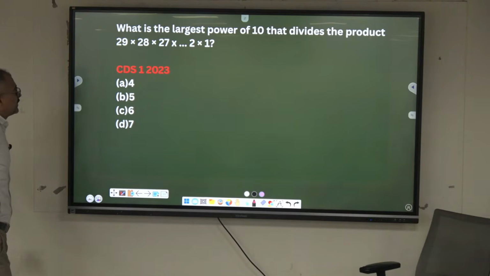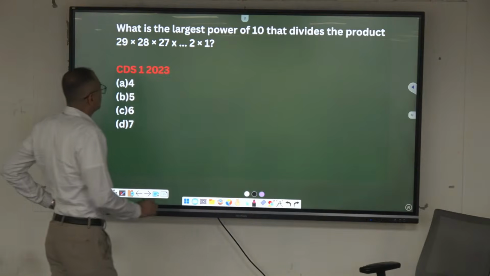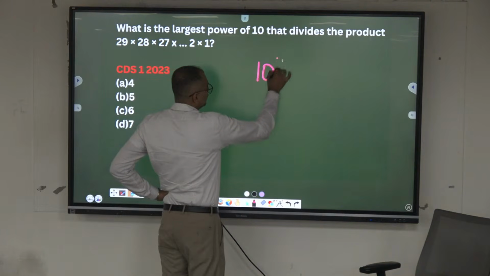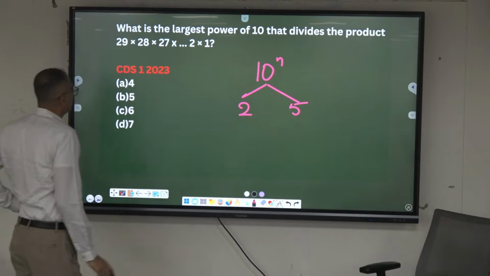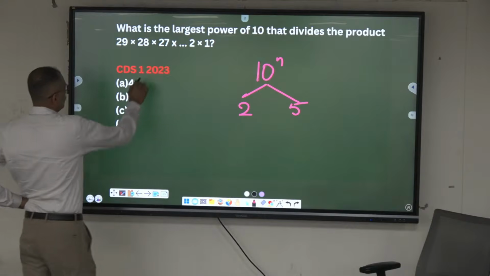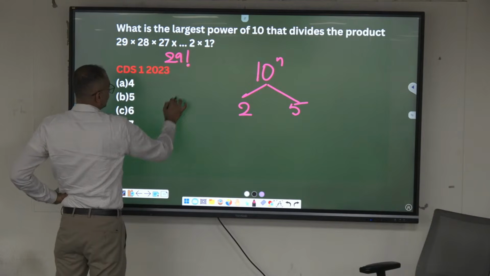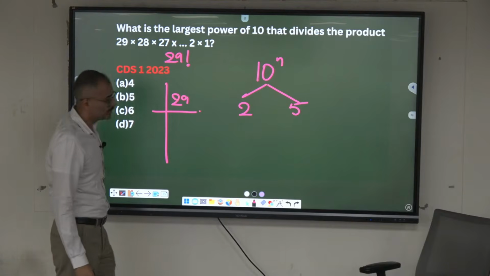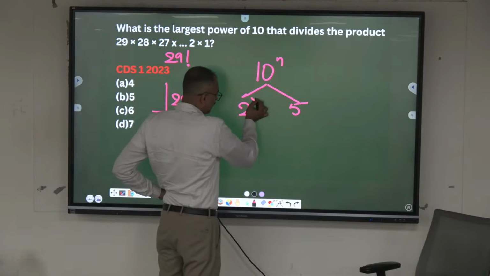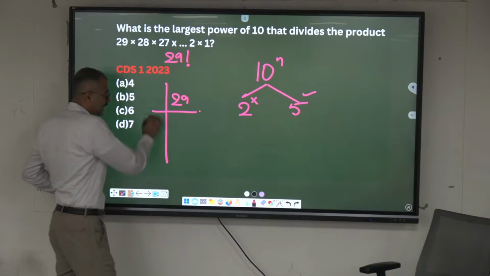What is the largest power of 10 that divides the product? Maximum power of 10 depends on the number of 2s and number of 5s. Whichever is lesser, that many. So can I say this is 29 factorial? In 29 factorial, 2s will be more than 5s. Which one will be greater? 2 will be greater. We don't require 2. We'll require only 5. Hence, divide this by 5.